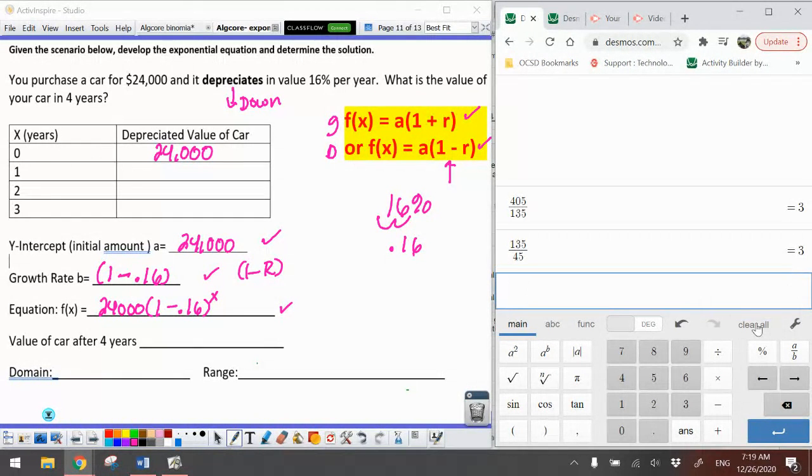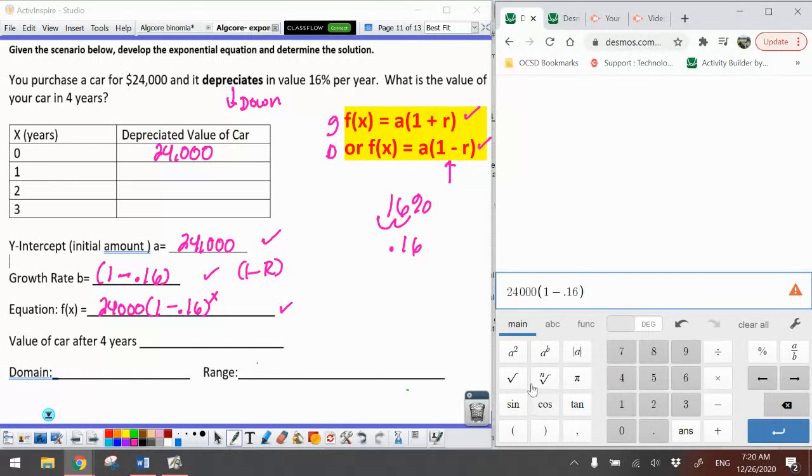Okay, my Desmos scientific calculator. And we're going to put this function in. Instead of using the x, we're actually going to put in the years. So the 0, the 1, the 2, the 3. Well, we already know the 0. That's 24,000. So we're going to start with 24,000. We're going to put in 1 minus 0.16. And I'm going to get my power.